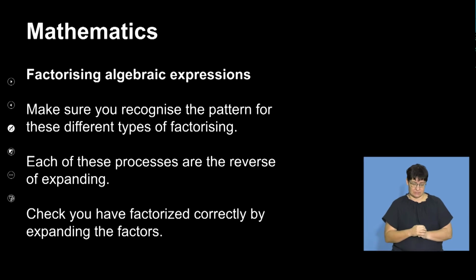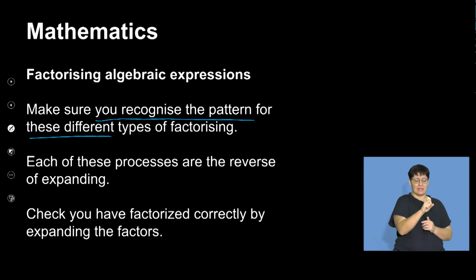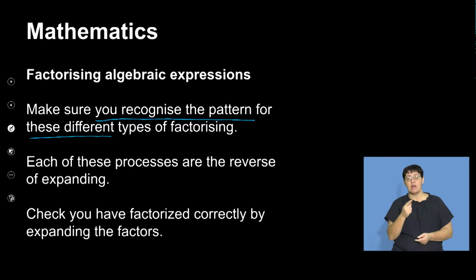When factorizing algebraic expressions, one thing you need to make sure of is that you recognize the pattern for the different types of factorizing. Firstly, you need to look at, are the exponents of the variables decreasing as you move from left to right? If yes, then there's a possibility it might be a trinomial. Or is the variable appearing in all the terms that I have? Then that will be a common factor type.